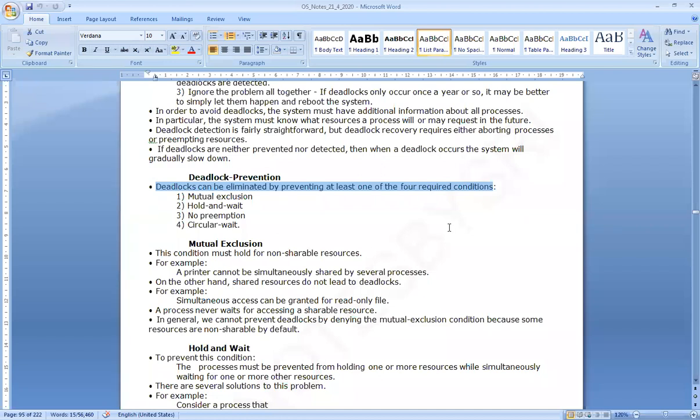Then after that we studied what is mutual exclusion, and also we studied examples. Mutual exclusion means that this is a condition that must hold for non-shareable resources.